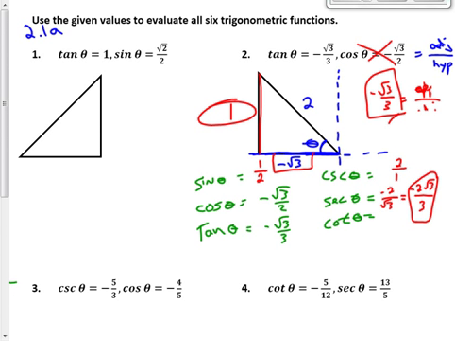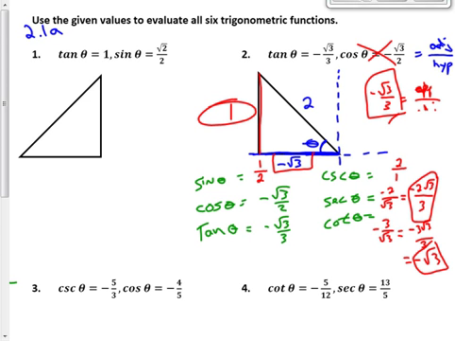The cotangent, when I flip that over, I get negative 3 over the square root of 3. Multiplying both top and bottom by the square root of 3, I get negative 3 square root of 3 over 3. The 3's are going to cancel, and I get just a negative square root of 3. So the cotangent value is negative square root of 3.